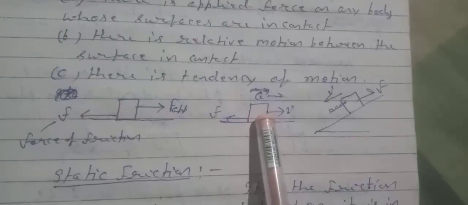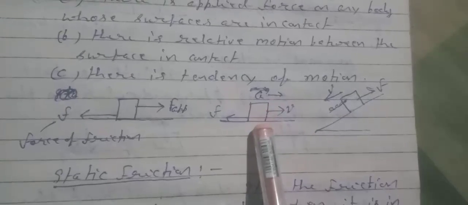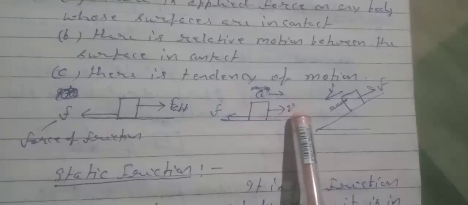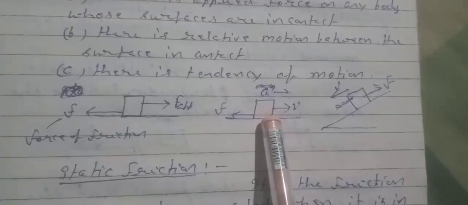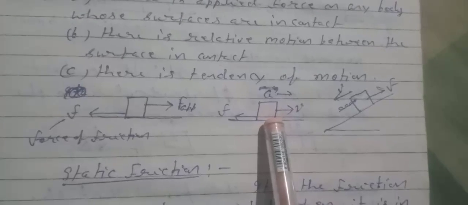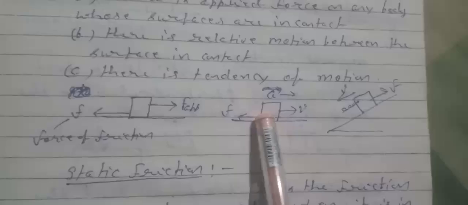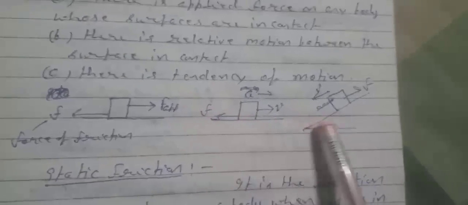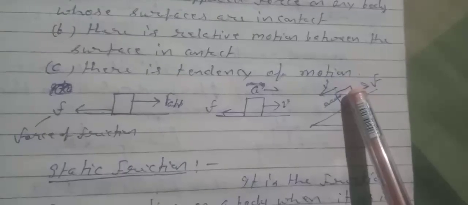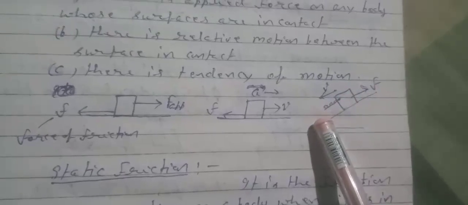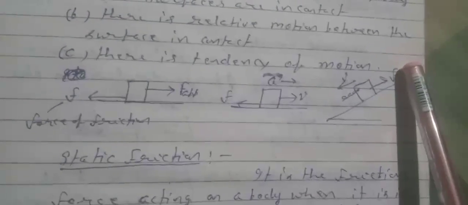Again, another situation is shown in this figure. A block is moving with constant speed on the surface, so a force will act opposite the relative motion between surface and surface in this direction. Similarly, here the body has a tendency to slip on the inclined surface, so the force of friction is acting along this direction.